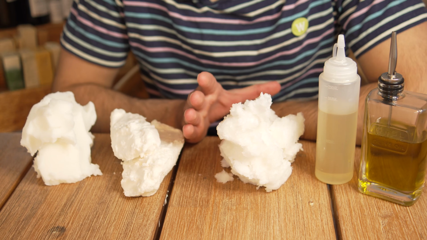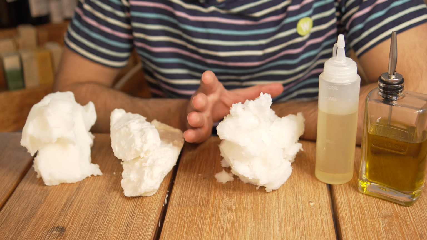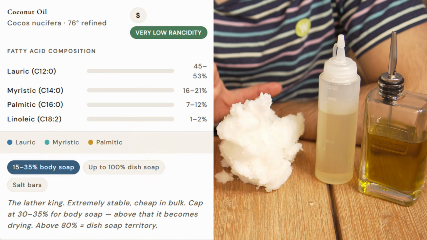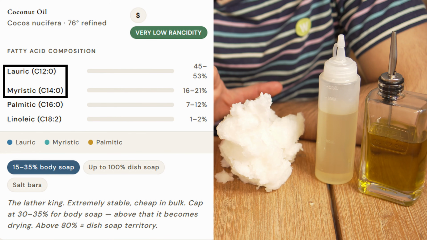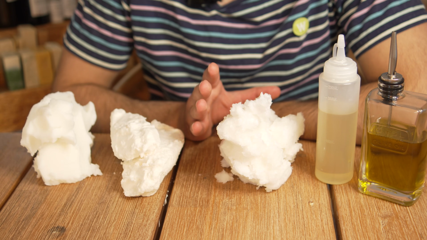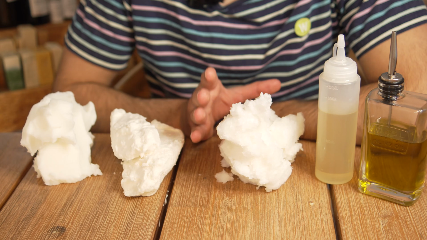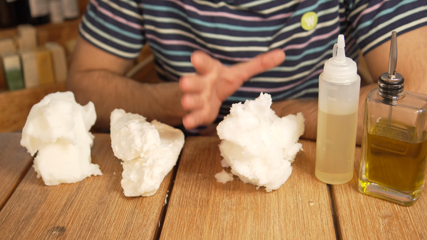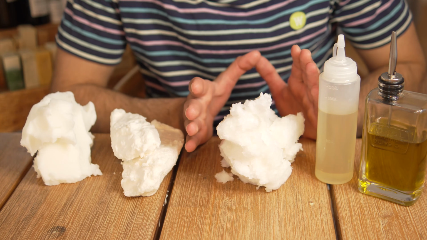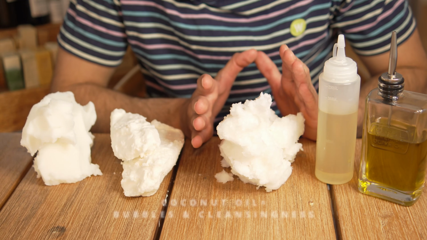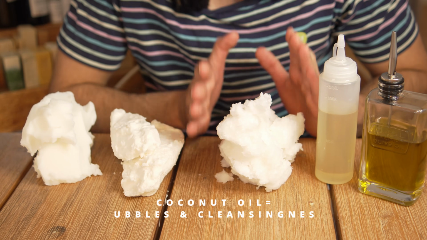The third ingredient, and this is a very important ingredient, is coconut oil. Coconut oil is high in lauric and myristic acid. When those react with sodium hydroxide, they produce substances that are very water soluble, and they tend to foam a lot and create a lot of bubbles. And here's the thing, coconut oil in soap equals bubbles and cleansiness.